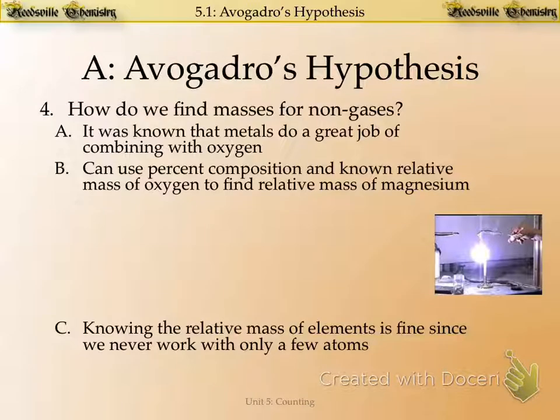Oh, let me back up. Knowing the relative mass of elements is fine, since we never work with only a few atoms. So relative mass is okay. Again, I'm not exactly saying that the hydrogen atom has a mass of 1 gram. No, I'm not saying that at all. It's got a mass of 1 AMU. Well, what's an AMU? Well, who cares? We don't really care. We just need the relationship. We need the relationship that oxygen is 16 times larger than hydrogen.